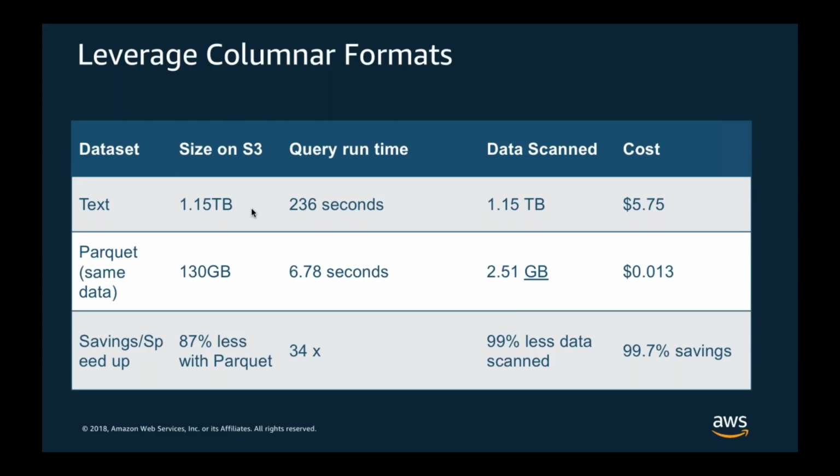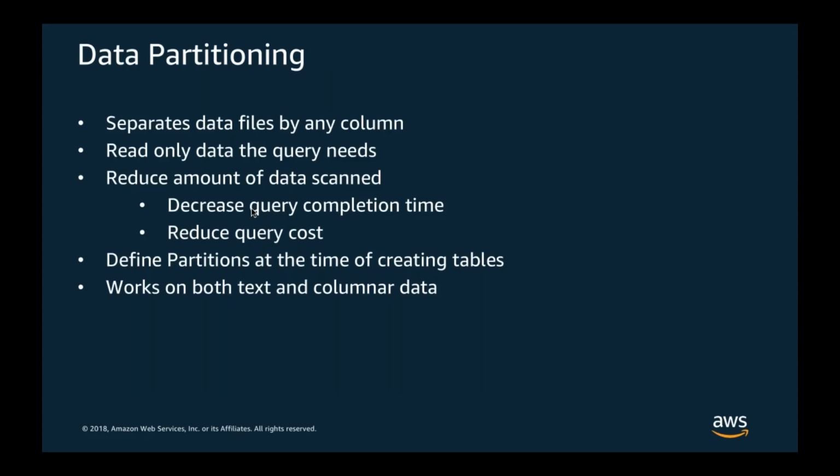The other thing from a Spectrum perspective is data partitioning. For those of you who are coming from a Hadoop kind of background, you know what partitioning means. You are able to separate the data files based on columns. And if you have queries which only look at a certain portion of the data, you have a filter clause. Through partitioning, we can read only a subset of the files, again reducing the amount of data that we scan.